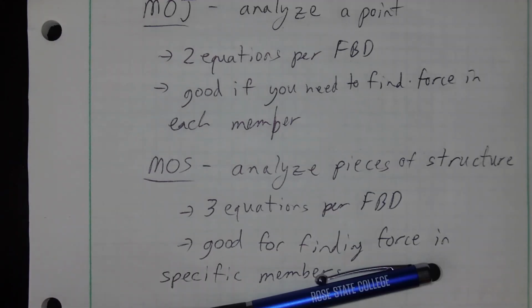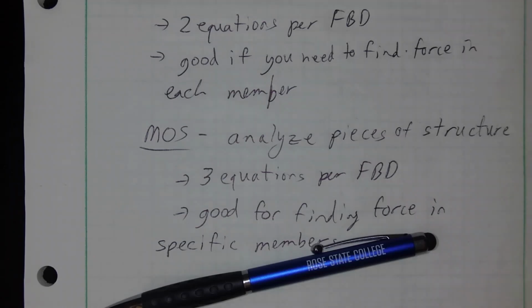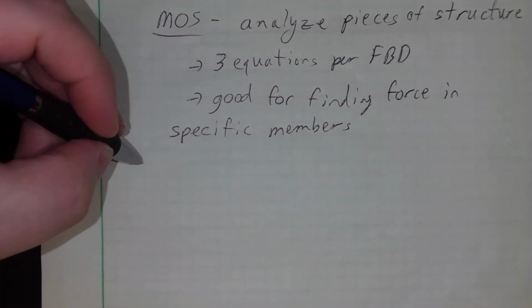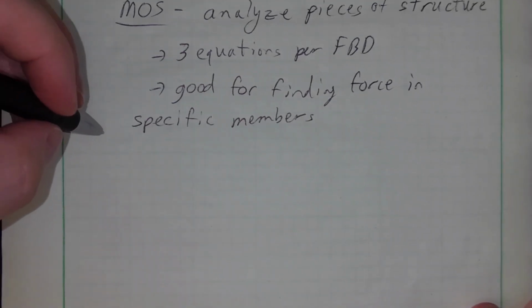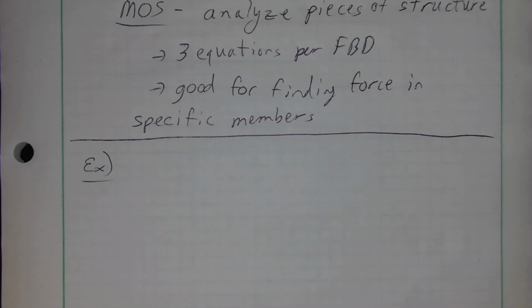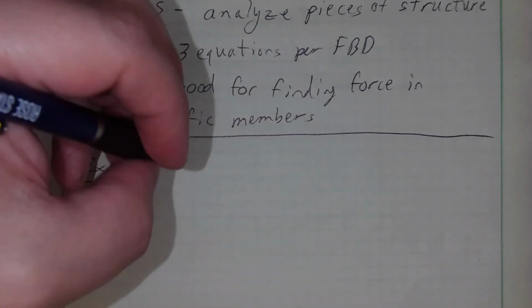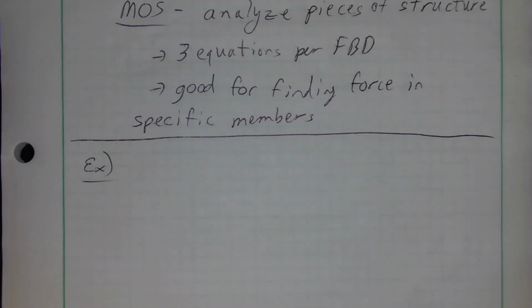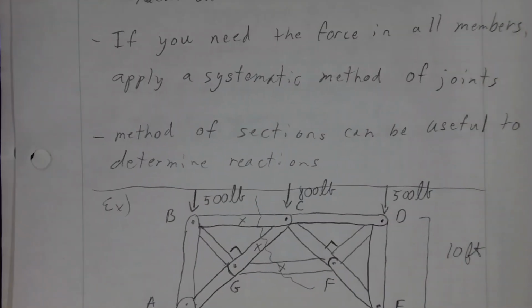As mentioned, let's look at an example. Let's put some numbers to this. So if we look at an example here, apply the method of sections to an example. A common example might be where you have some structure here, and I'll show you the general shape that I'm going after here.